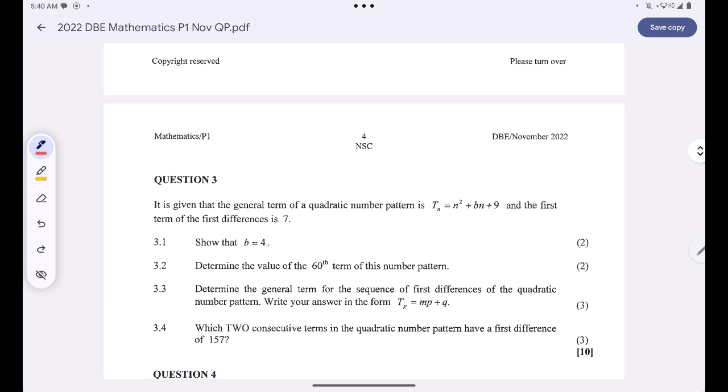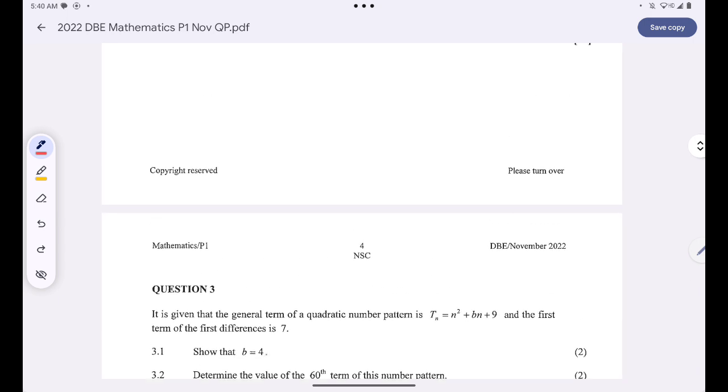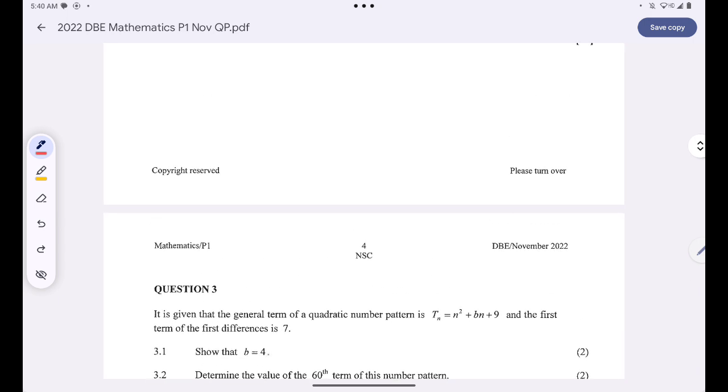Okay, it is given that the general term for the quadratic number pattern is equal to n squared plus bn plus 9. And the first term of the first difference is 7. Show that b is equal to 4. The first term of the first difference is 7.